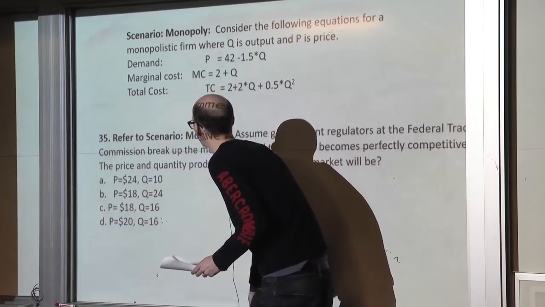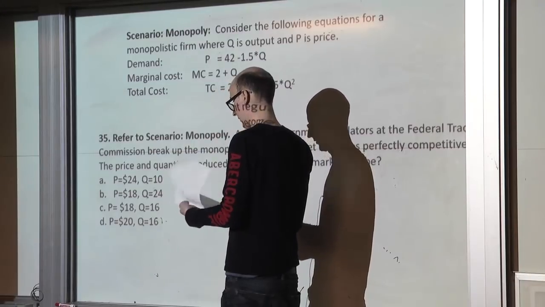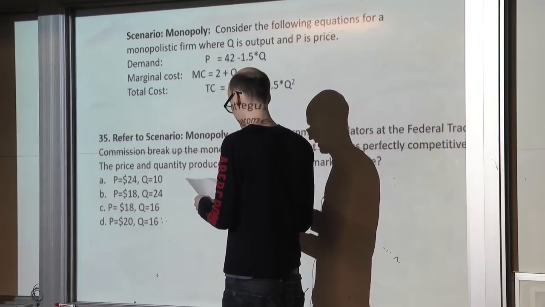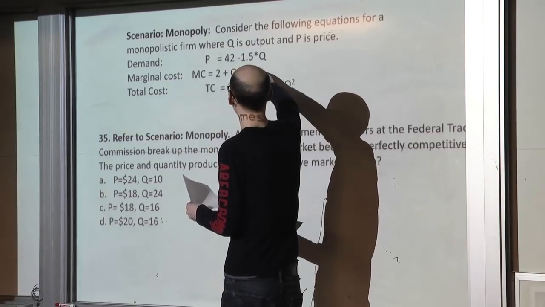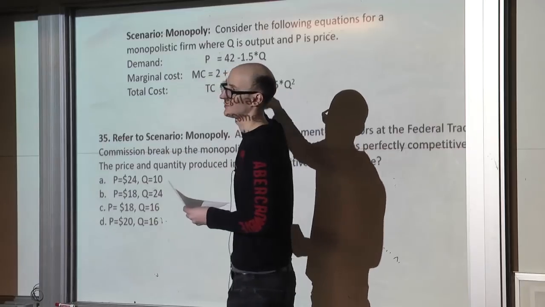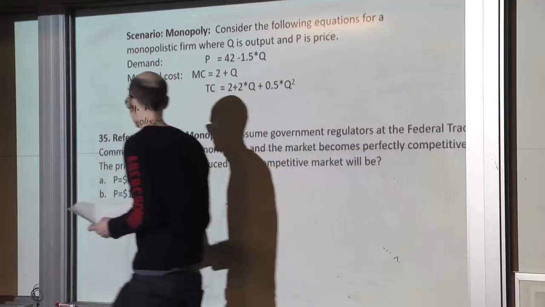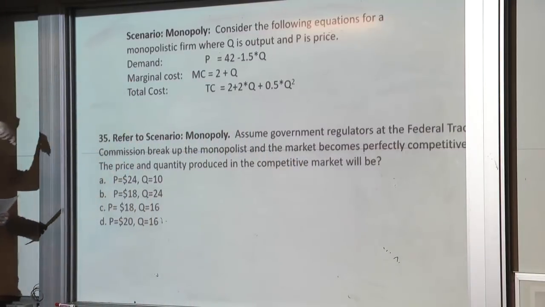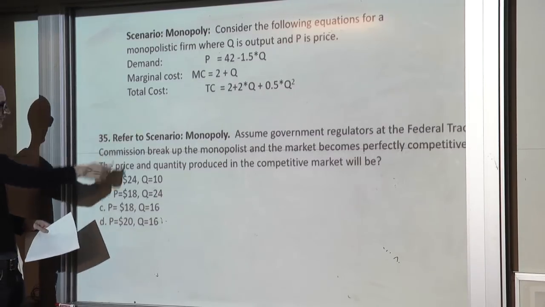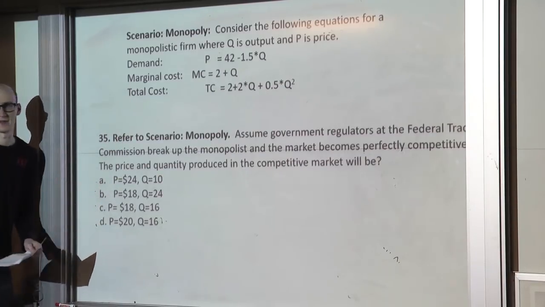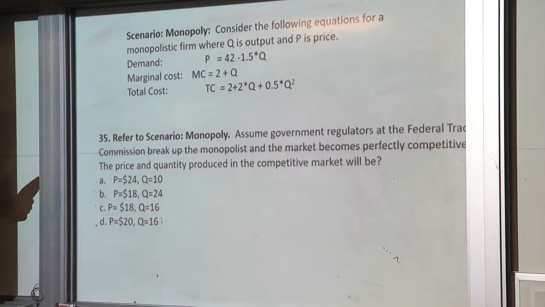In a competitive market, we're going to have that the market supply curve is going to equal the market demand curve, right? But we know that the answer has to lie on the market demand curve, and also that it's going to minimize average total cost in a competitive market. Okay, so we know that it has to lie on the demand curve. Let's look at each of these answers and see if they lie on the demand curve. That's the easiest way to do this question.